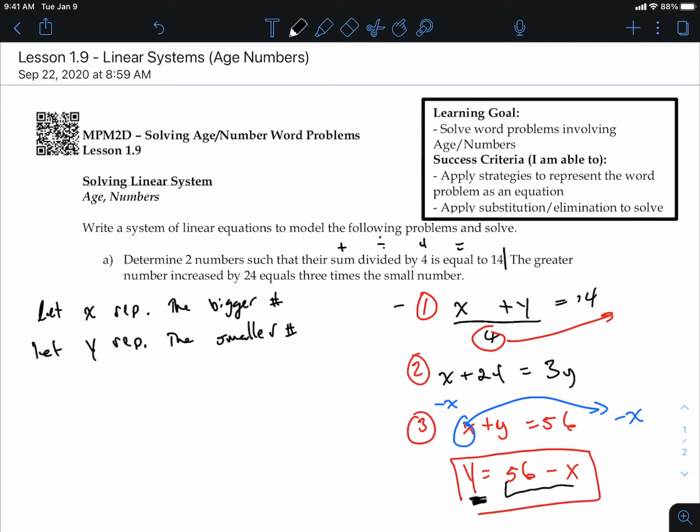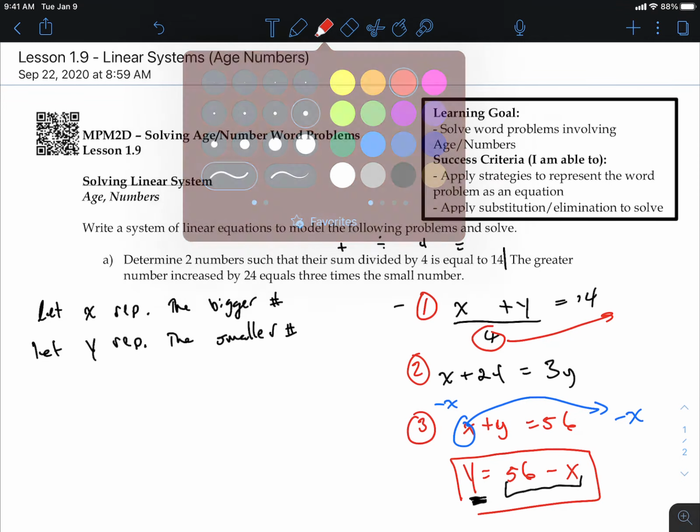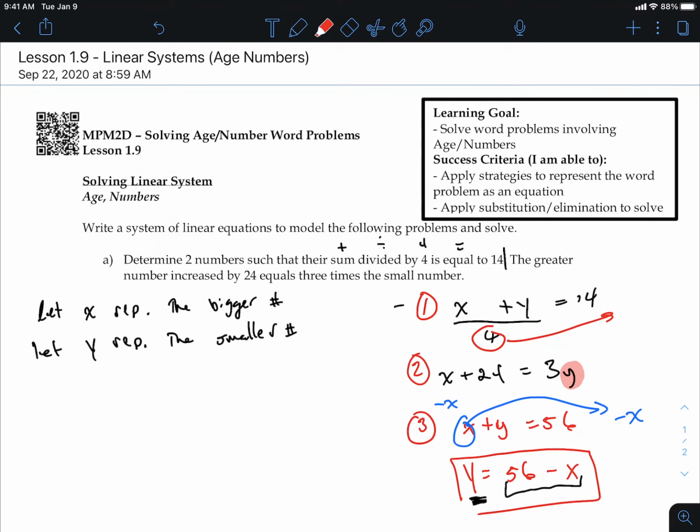It's equal to this piece. What substitution says is I'm allowed to substitute it in where I see a y. This whole piece is going to go in for where the y is.